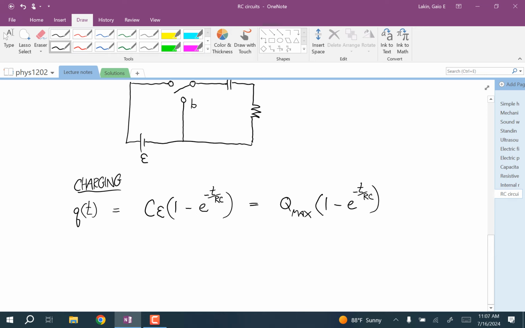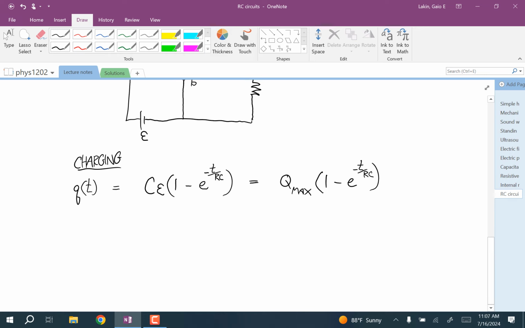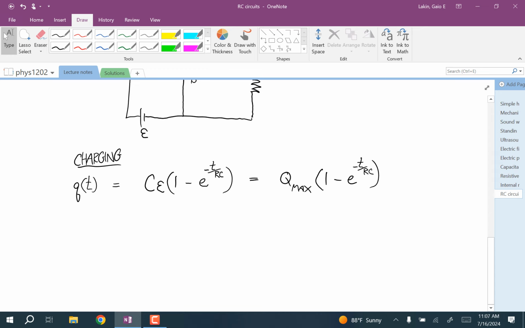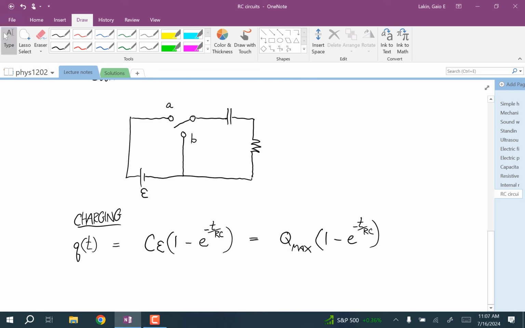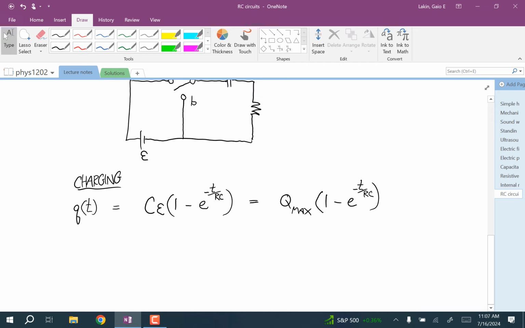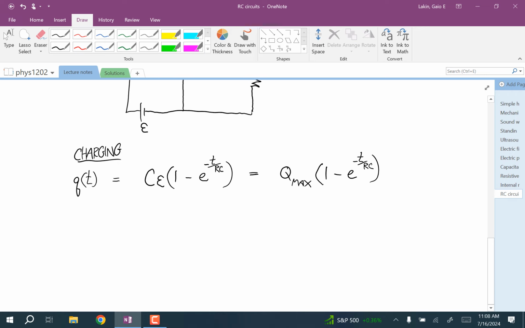Okay, that's one thing that can sometimes be desired to calculate. The other thing is calculating the current in this loop. And remember, since everything's in series, the current in every element has to be the same at all times. So you can think of this as the current going into the capacitor, but it's also the current in the resistor and the current leaving the battery.